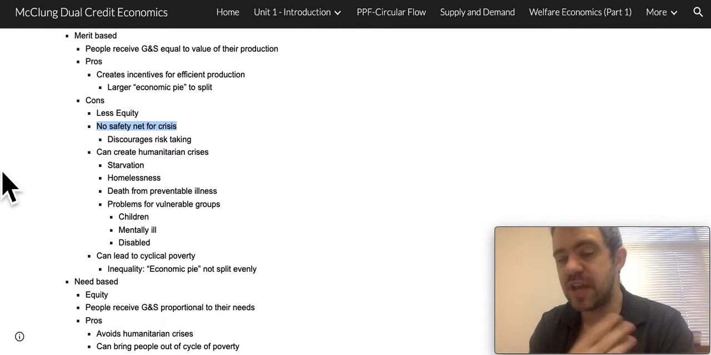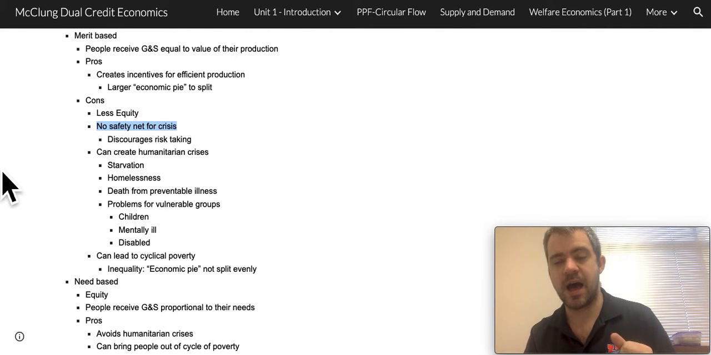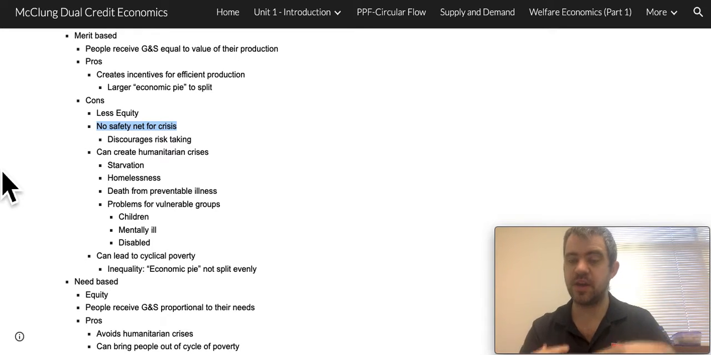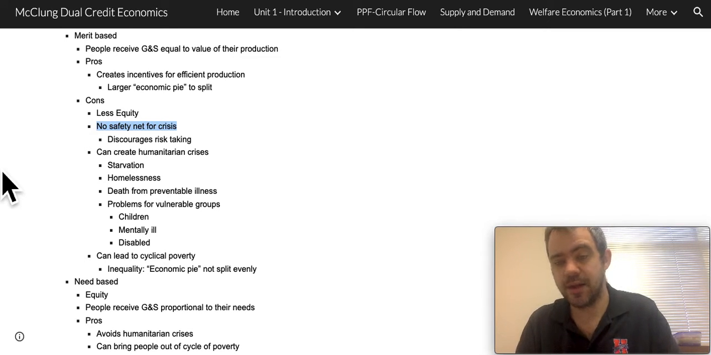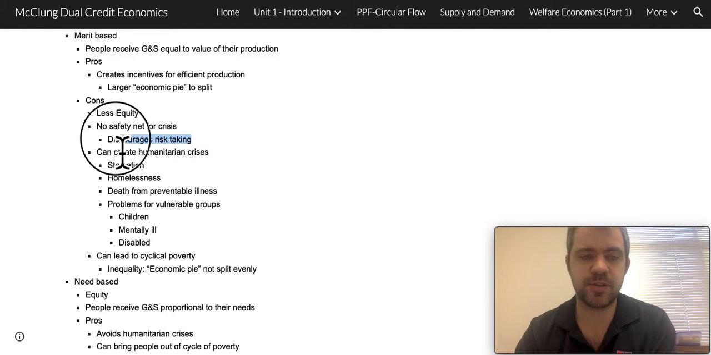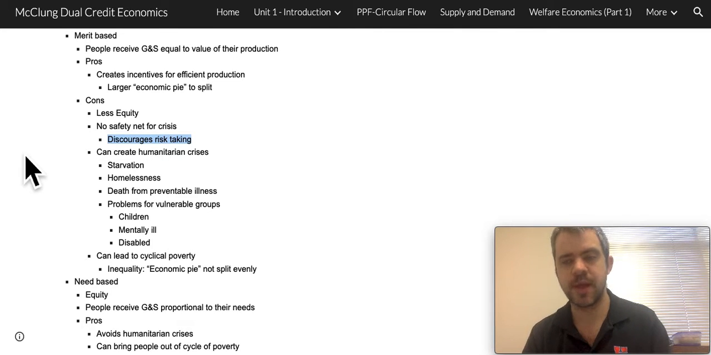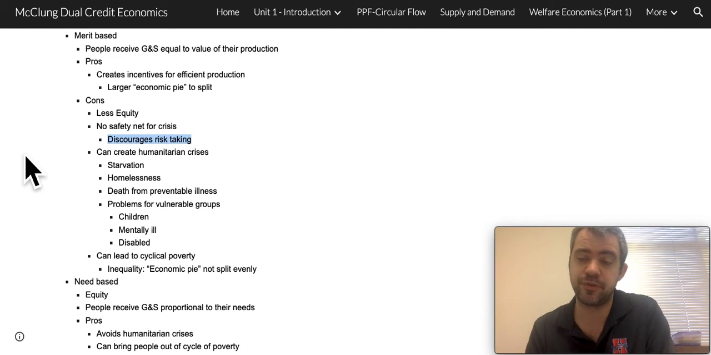This also means there's no safety net for a crisis. If something really bad goes on, and people are only receiving what they're able to produce, if something happens where they're not able to produce, too bad. They can't receive those goods and services. And that really discourages risk-taking, which we've said is really important for things like entrepreneurship. It encourages people to really play it safe, which isn't really good for economic growth.